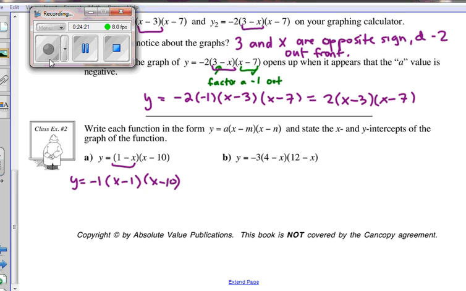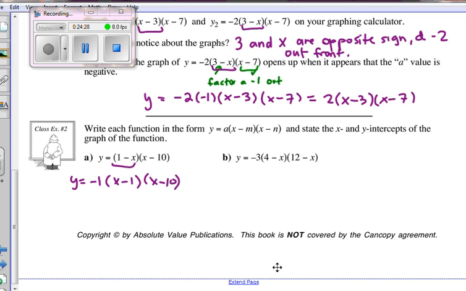Okay, so moving on. Now we have it in the proper form, so can we state the x and y intercepts? Yes. What's our x-intercept? +1 and +10. So our y-intercept is those two numbers multiplied together times the a value. 1 times 10 times -1 is -10.